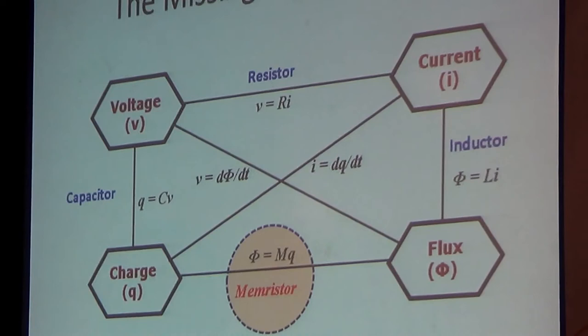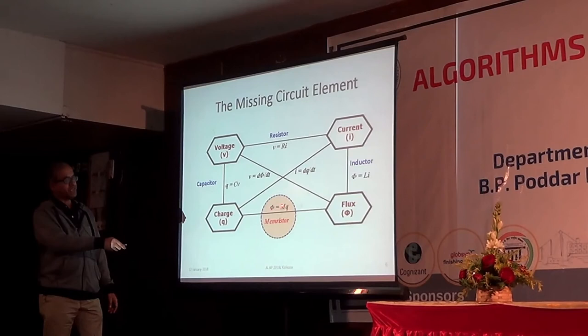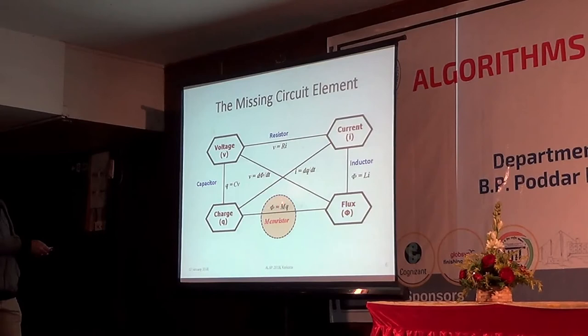Now, according to Leon Chua's postulate, this memristor attempts to fill this void. Basically, memristor is related to flux and charge according to this kind of a relationship. Flux equal to some constant M multiplied by the charge.